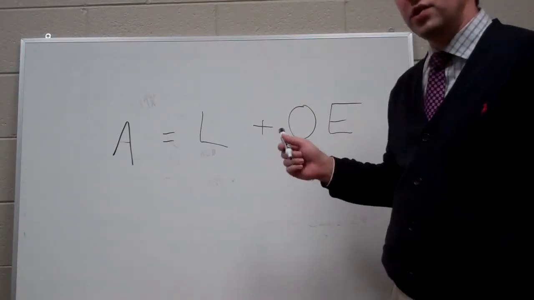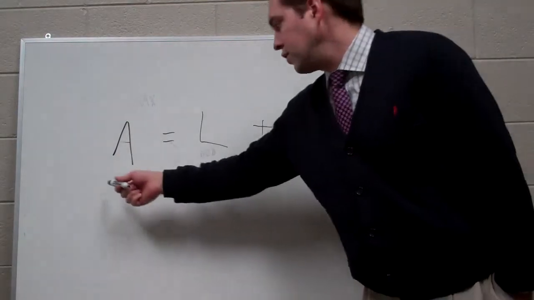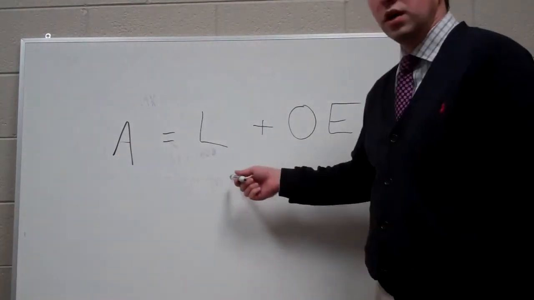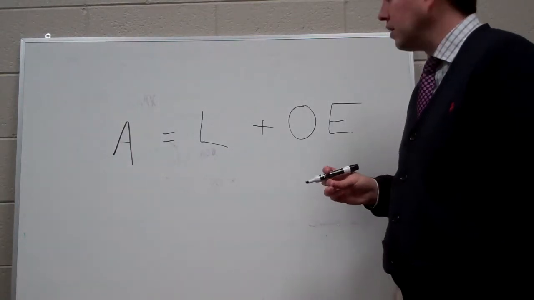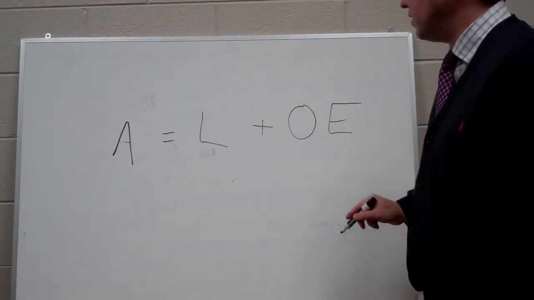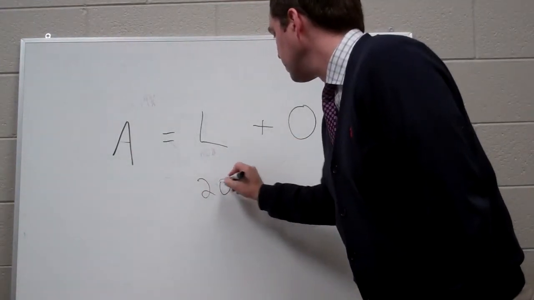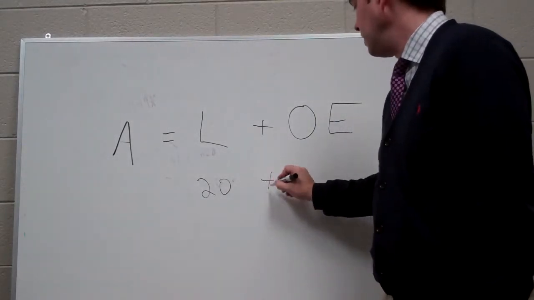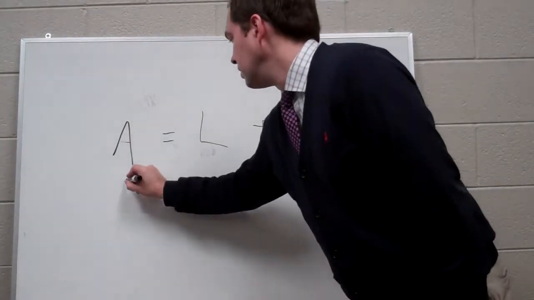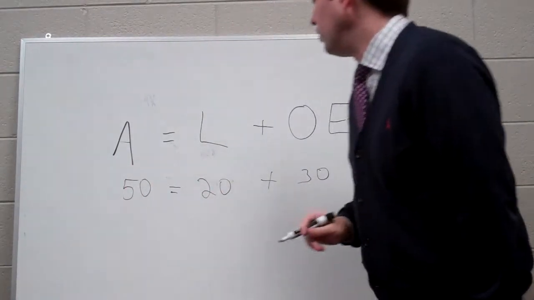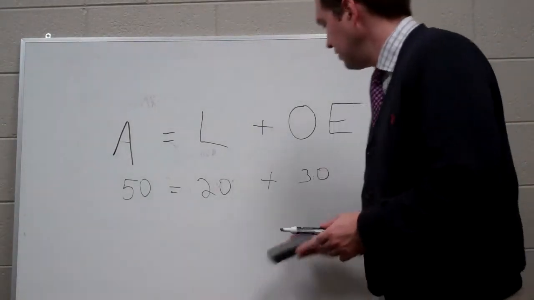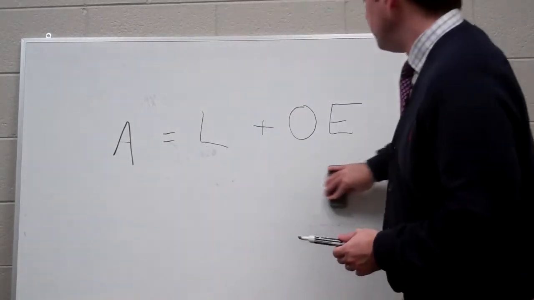Also, the equation has to balance. The total of your assets on the left side has got to equal the total of your liabilities and owner's equity on the right side. So that equation's got to balance. If you have $20 worth of liabilities and you have $30 of owner's equity, then we know we have to have $50 worth of assets. Let's talk about each one of these pieces just for a minute.